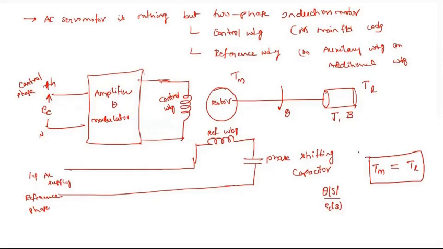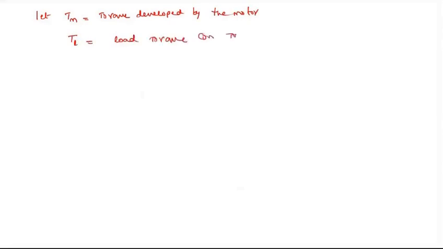In order to find the transfer function, let us assume some terms. Let Tm be equal to the torque developed by the motor, and TL be equal to the load torque, or the torque required by the load. Now theta is the angular displacement.